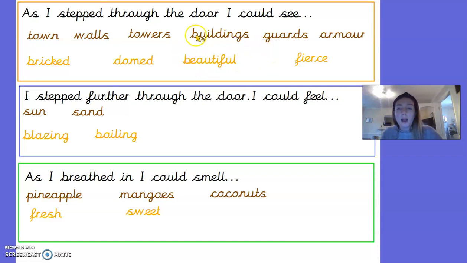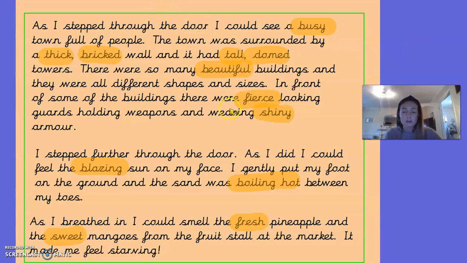So have a think about how you could do this first paragraph. You might want to write 1 or 2 or even 3 sentences for that first paragraph. Because if we go back to my example, this is my first paragraph. So I've described the town, I described the different buildings I could see, and I described the fierce looking guards. So I chose 3 things to describe in that first paragraph, so you could have a go at doing the same.